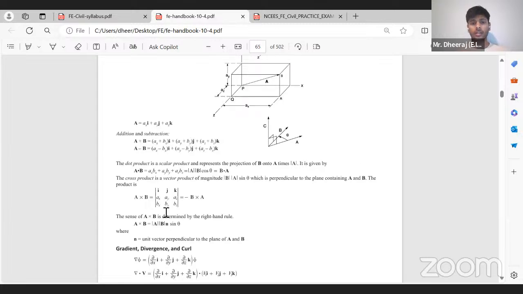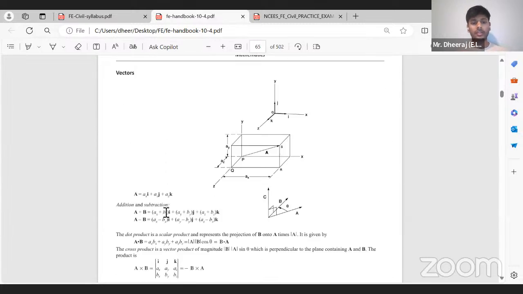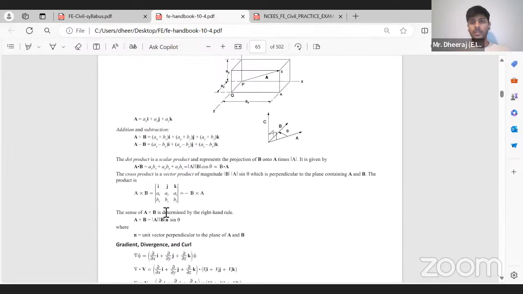So vector calculus is a very small topic, a couple of pages. You just need to understand where the page number of this one is. When you have a question, just come back to the handbook, put in the numbers and get the answer. So this is how you use the handbook in the exam.